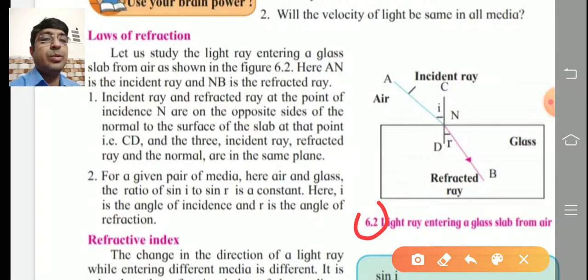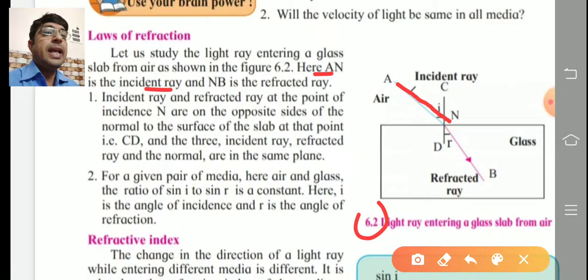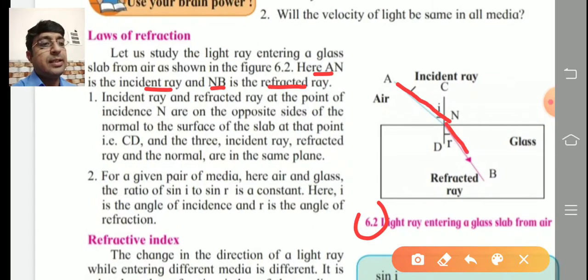This is figure 6.2. Here AN is the incident ray and NB is the refracted ray. Check there, where is the AN? AN is the incident ray and NB is the refracted ray. Where is the NB? This is the NB. So observe this figure carefully. So we are writing the answer.